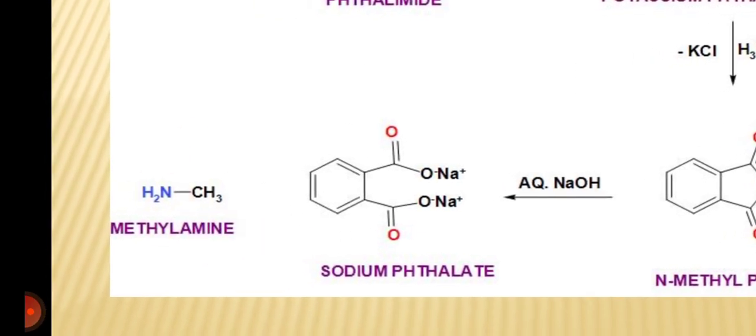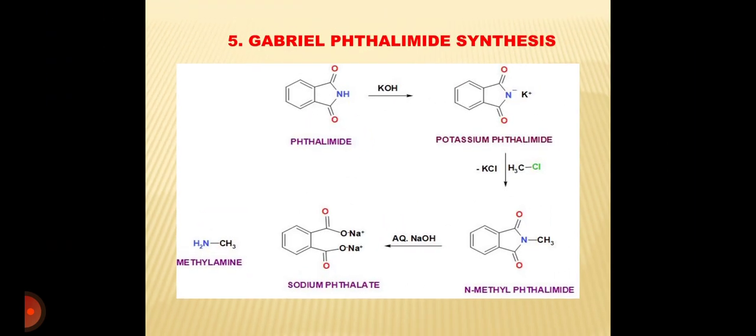So dear students, please keep this point in mind that this reaction is used for preparation of the primary aliphatic amines only. Only the aliphatic amines are synthesized or prepared by this reaction. Aromatic amines are not synthesized by Gabriel phthalimide reaction.